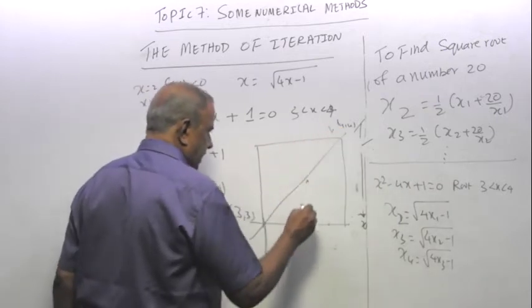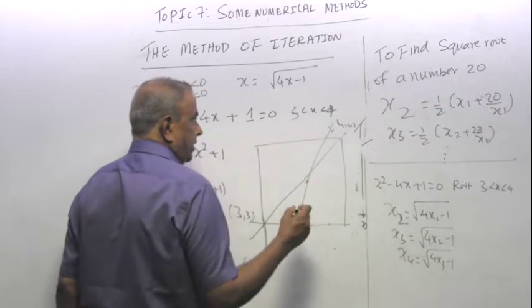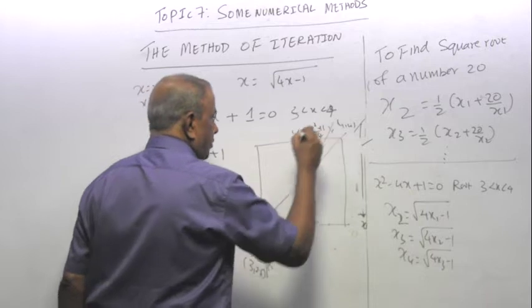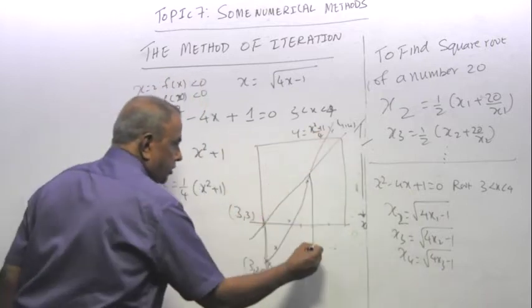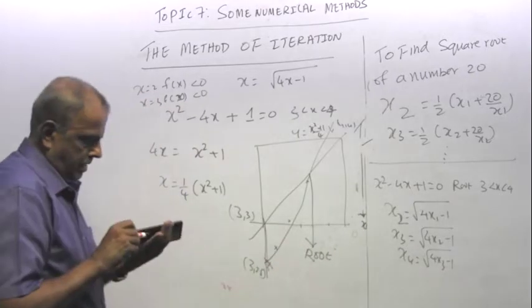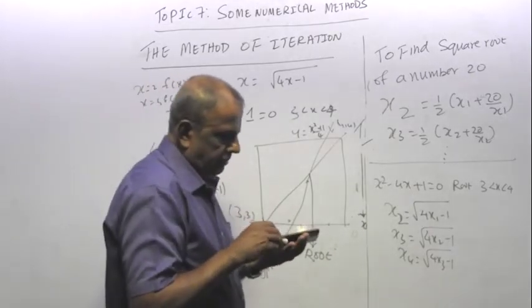This would be the graph of y equal to x squared plus 1 over 4. The actual root is there. They still intersect between 3 and 4. Now, this is where it becomes interesting.